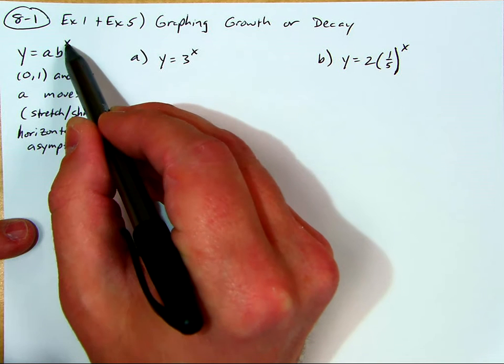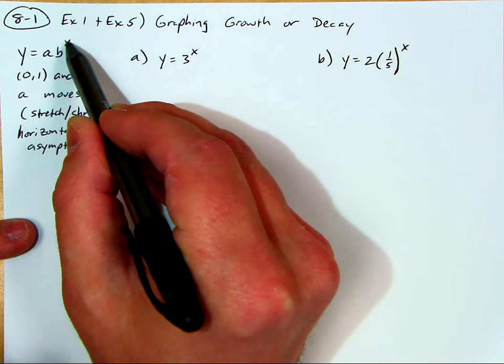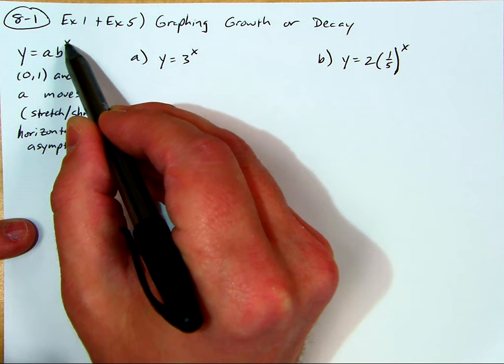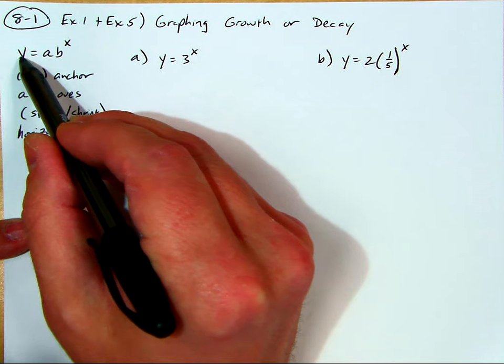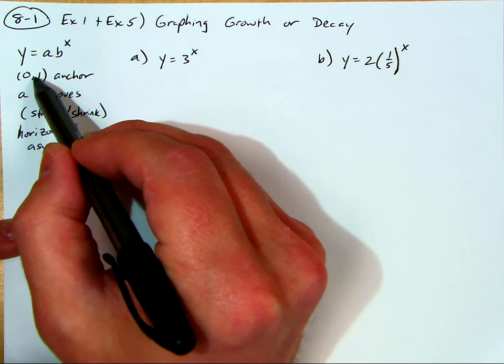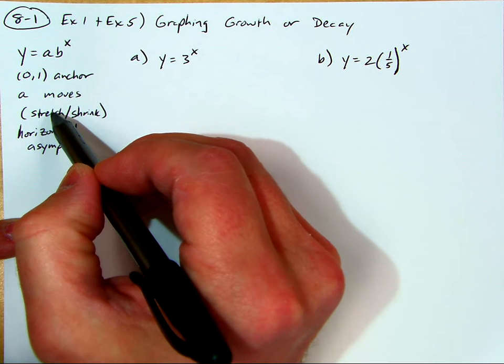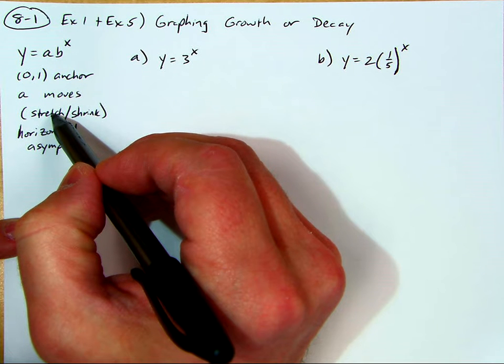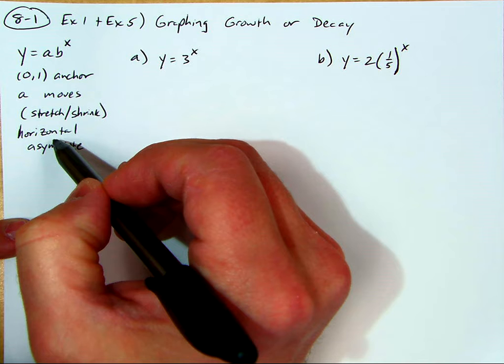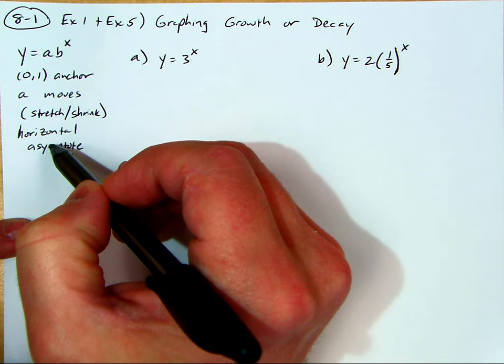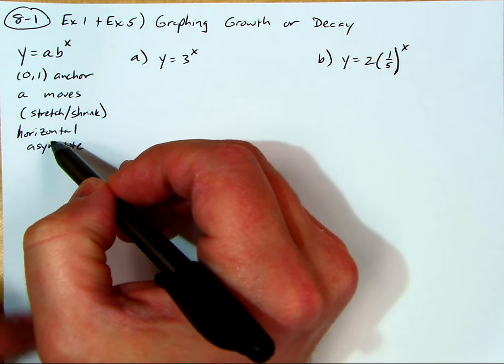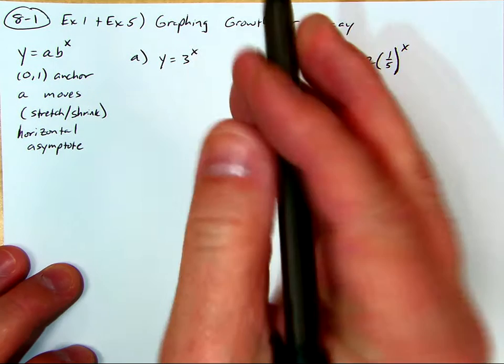a is 1, because if I put 0 right here, anything to the 0 power equals 1. So that's why 0, 1 is our anchor, and then multiplying it up or down by whatever the a is, remember, from graphing quadratics or absolute value, it stretches or shrinks it. And the last thing we'll talk about is the horizontal asymptote. At the end, it's usually the y-axis.